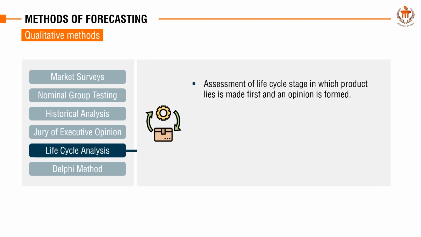Life cycle analysis as a forecasting method involves assessing the current stage of a product within its life cycle and using this information to form an opinion about future demand. Products typically go through several stages. They are introduction, growth, maturity, and decline. By determining where a product lies within this cycle, businesses can estimate future trends and make strategic decisions.